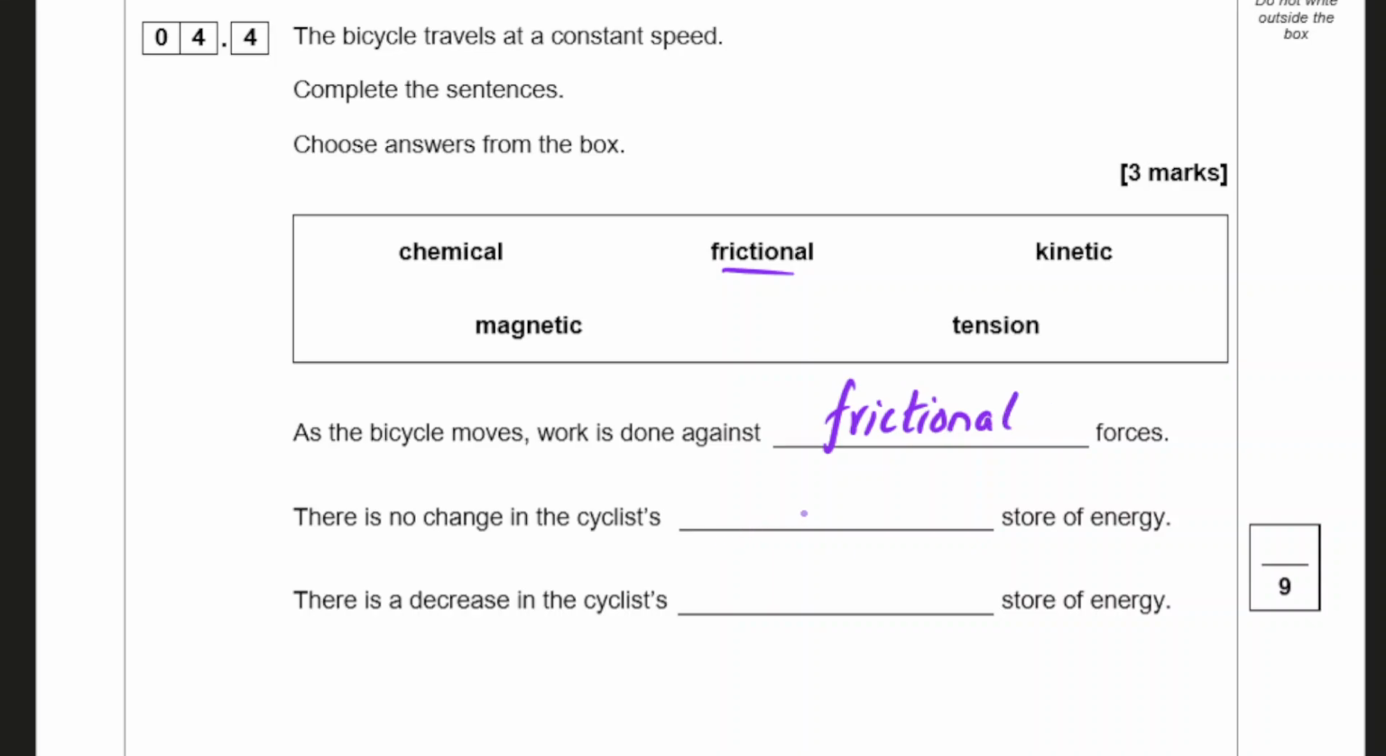There is no change in the cyclist's what store of energy? Well, because the cyclist is traveling at constant speed, there is no change in the kinetic energy. There is a decrease in the cyclist's store of energy. Well, the cyclist is spending energy, which means it's chemical energy. So there's a decrease in the cyclist's chemical energy. That brings us to the end of question number 4.